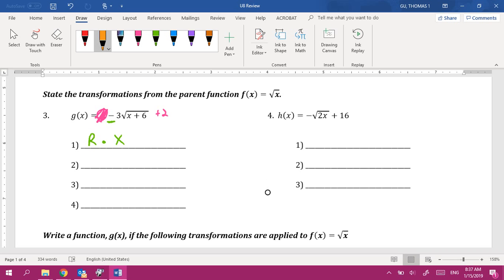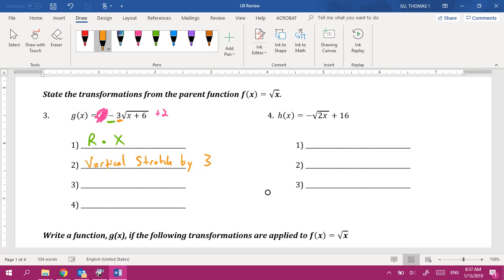Okay, what comes after reflections? Right, horizontal, vertical, stretch, or shrink. Do you see a number that would indicate either of those? The 3, right. This 3. So what does this 3 tell you? Vertical. How did you know it's vertical? Because it's on the outside of the square root symbol, right? And how did you know it's a stretch? Greater than 1. Very good. So vertical stretch by? 3. Good.